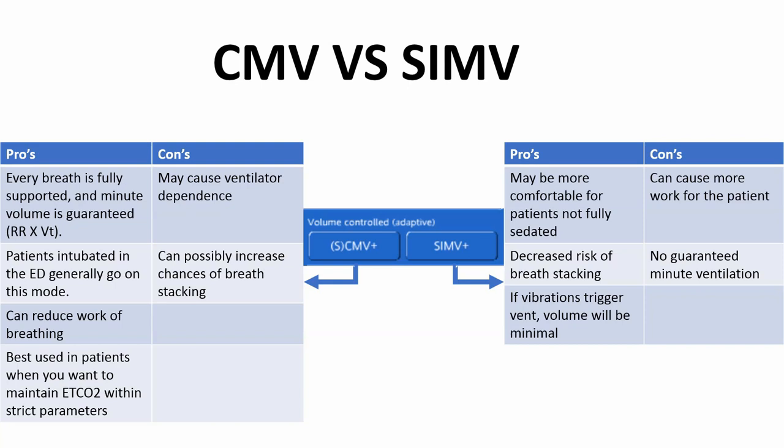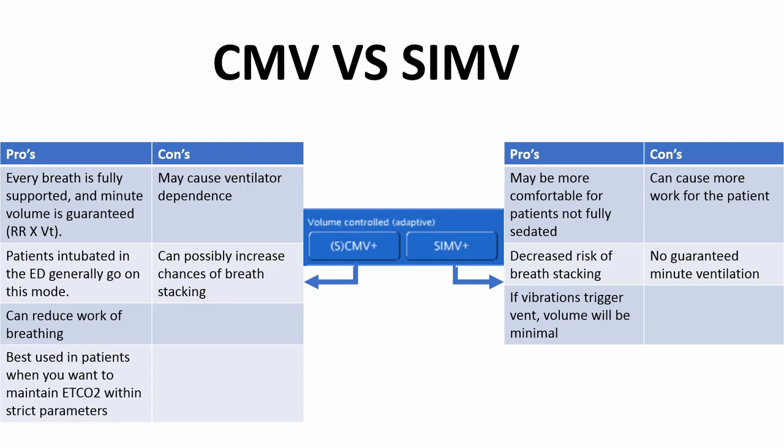And that's good for most patients. This is a common mode. It's very common in the ER, not in the ICU. The reason it's not common in the ICU is because in the ICU, the goal is to get them off of the ventilator, right? If each breath is fully supported and the patient doesn't have to work for it, then over time, the respiratory muscles can atrophy and it could be harder for them to breathe spontaneously if they're used to the ventilator doing it for them.